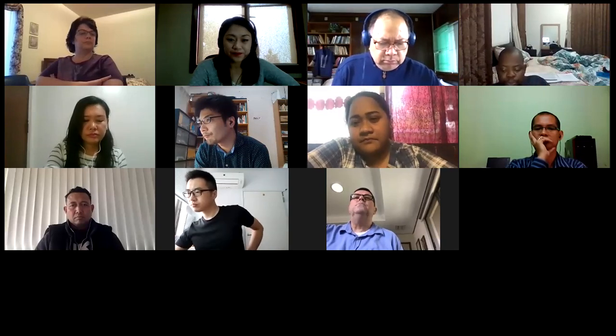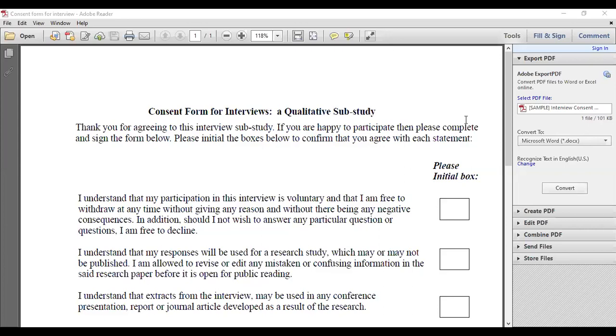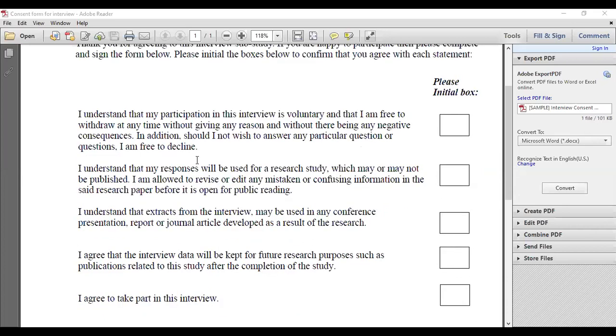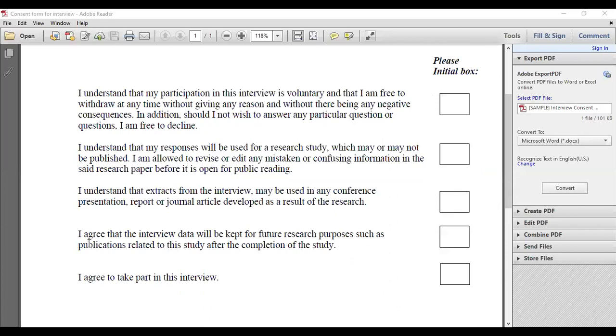Okay, now let me show you an example of a consent form. Where is my consent form? This one is an example of a consent form. By the way, all of these are in your Moodle under lesson 4. So here you will write down, I understand that my participation in this interview is voluntary, and so on. I agree that the interview data will be kept for future research purposes, and so on.